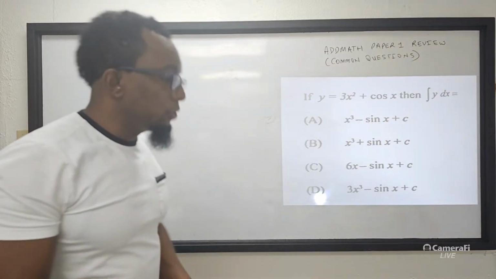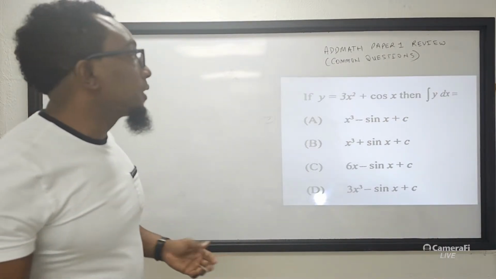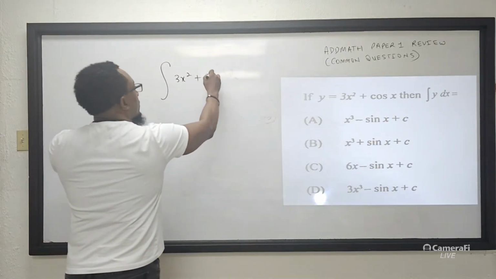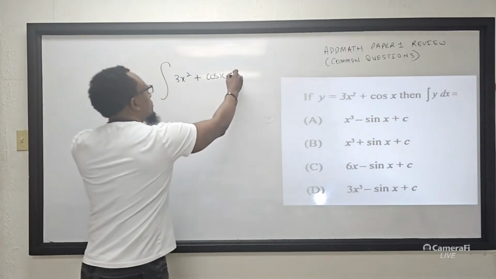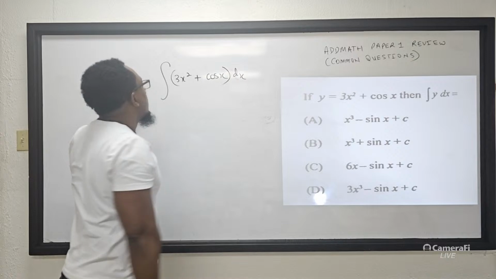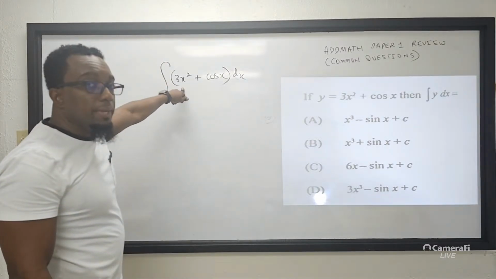If y is equal to 3x squared plus cos x, then what is the integral of that function? So the integral of 3x squared plus cos x will be what? We have to integrate that dx. Then I know I'm going to drop the integral symbol dx. So I'm going to integrate 3x squared.